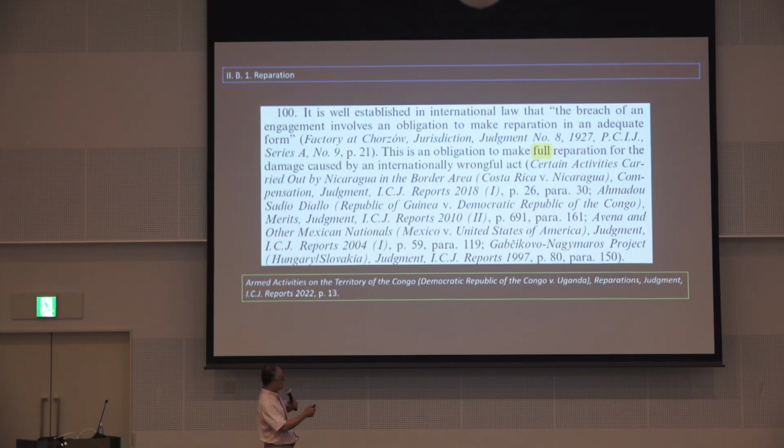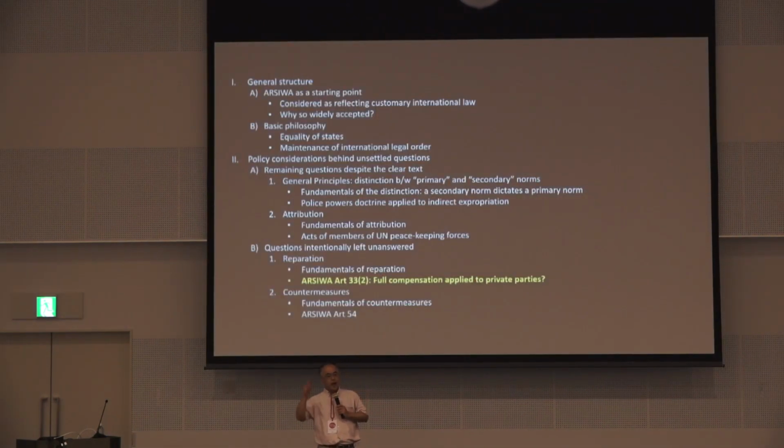And this continues today. This is one of the most recent judgments of the International Court of Justice. Again, full reparation. Okay, you have to wipe out all the consequences of the illegal act. In order to restore the legal situation, you have to wipe out all the consequences of the illegal act. Simple enough, fair enough, fine.